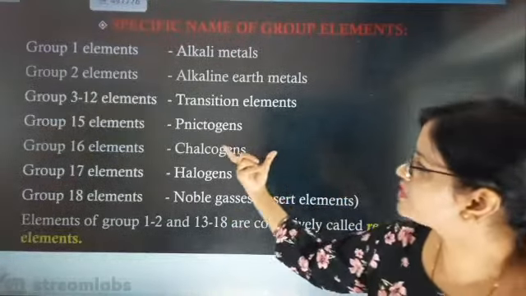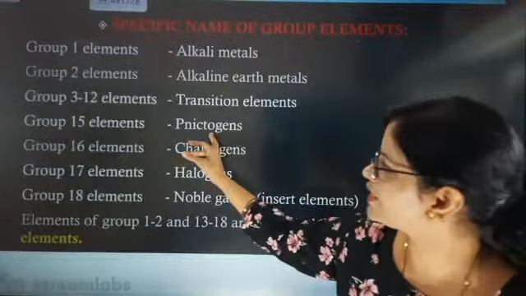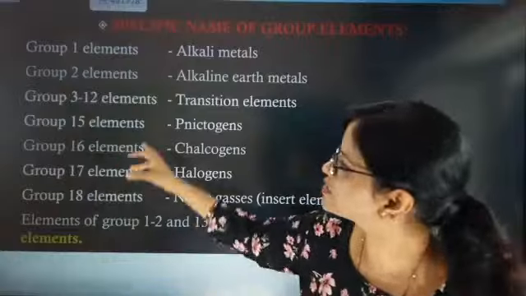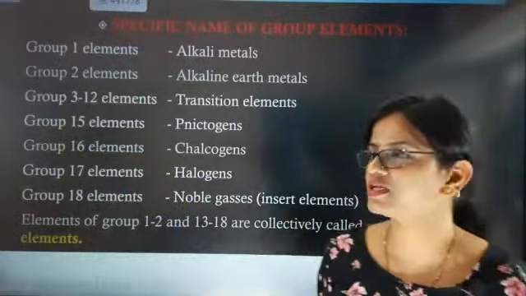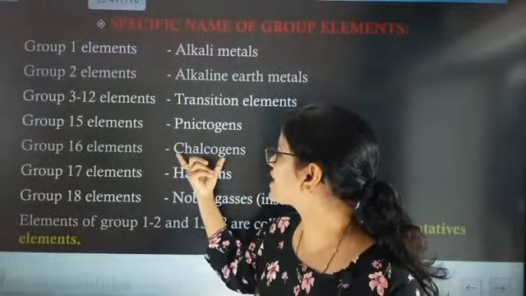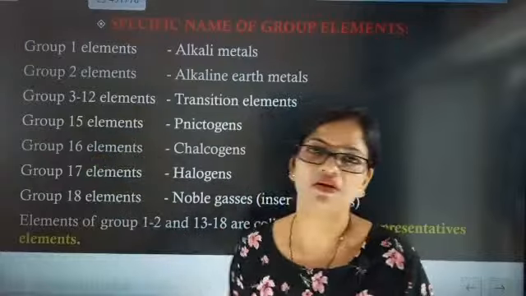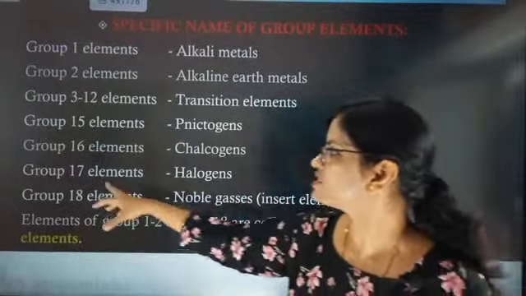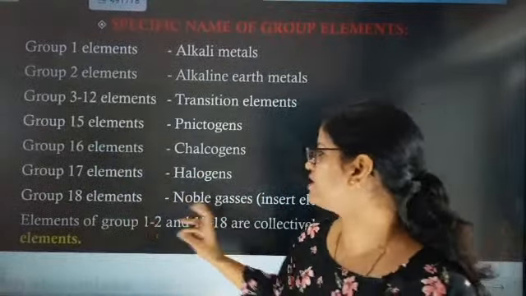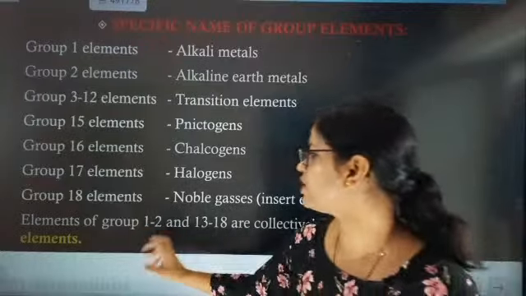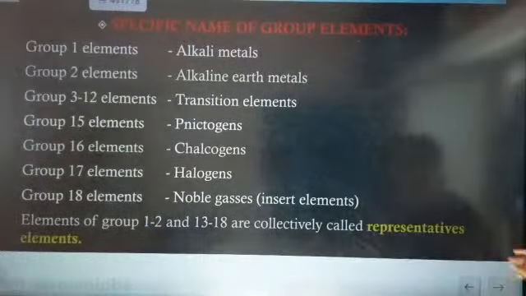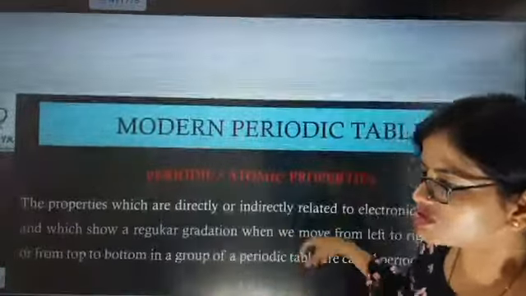Okay. Now after that, the nitrogen family, that is group 15, is called pnictogens. And chalcogens are group 16, 17 is halogens, and 18 is noble gases. So elements of groups 1 to 2 and 13 to 18 are collectively called representative elements. So pnictogens, chalcogens, shall we see pnictogens and chalcogens?